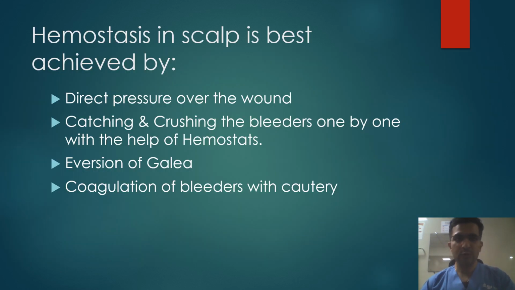So hemostasis in scalp is best achieved by, put your attention, best achieved by direct pressure, catching and crushing the bleeders one by one with the help of hemostats, eversion of Galea, and coagulation of bleeders with cautery. Now if we analyze each and every option is correct, but what is the best method? And remember one more myth, that the longest option is often right. Not in this case. If we see like that, this should be the answer, but it's not.